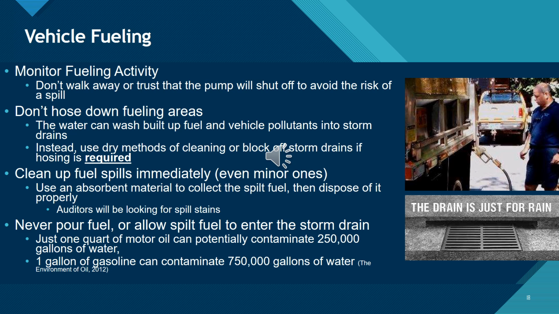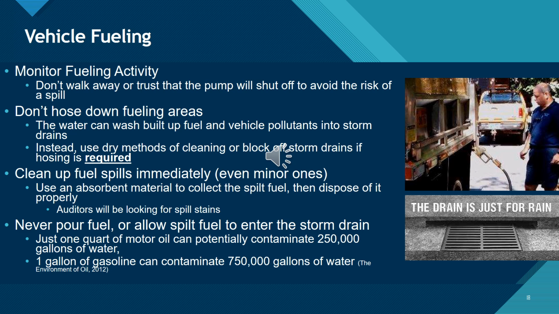Vehicle fueling. Monitor fueling activity. Don't walk away or trust that the pump will shut off to avoid the risk of a spill. Don't hose down fueling areas. The water can wash built-up fuel and vehicle pollutants into storm drains. Instead, use dry methods of cleaning, or block off storm drains if hosing is required.